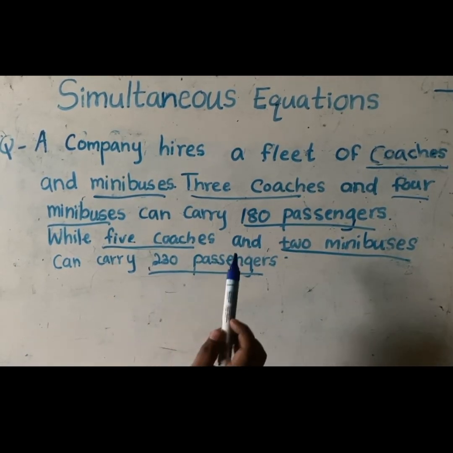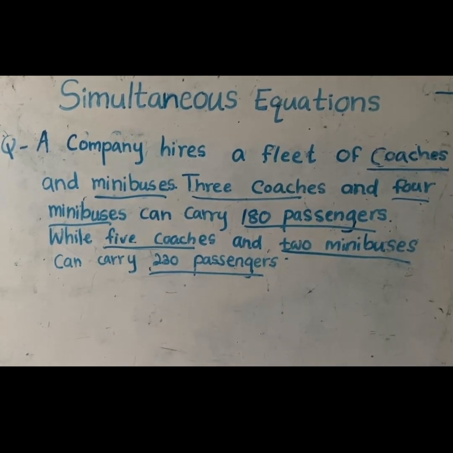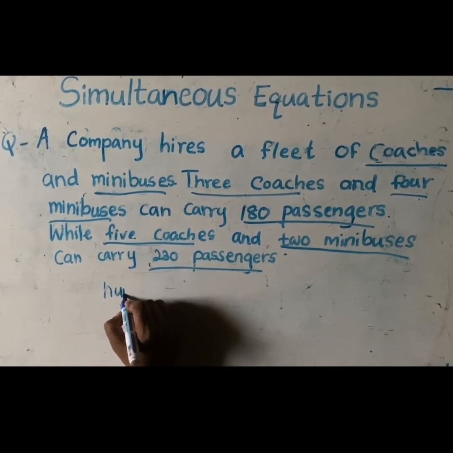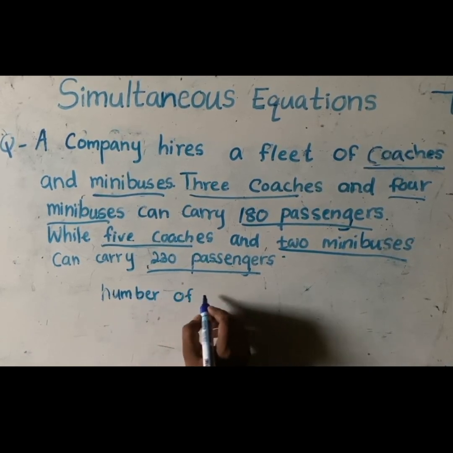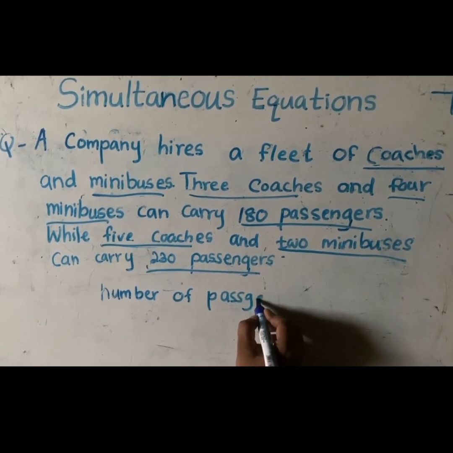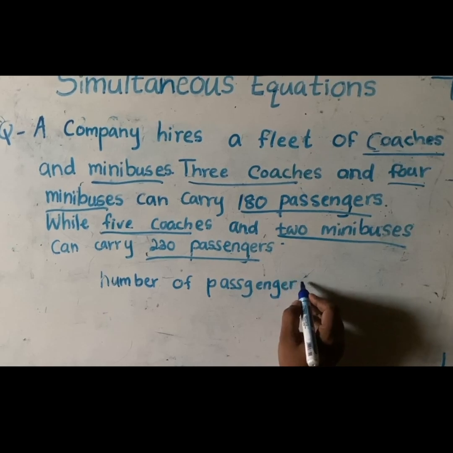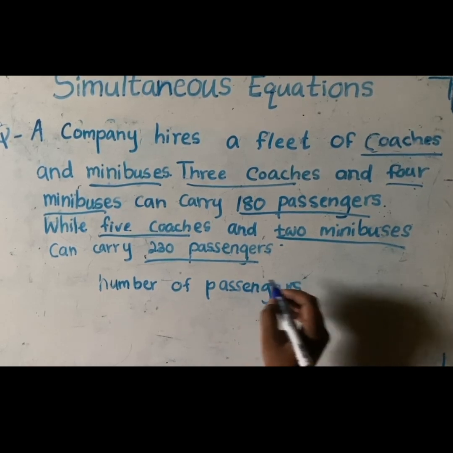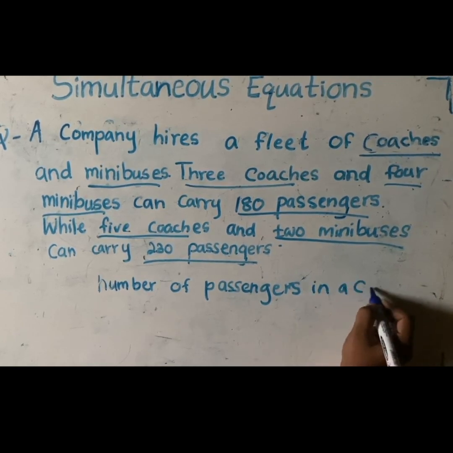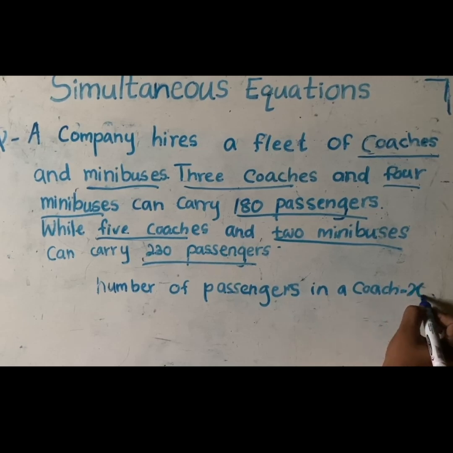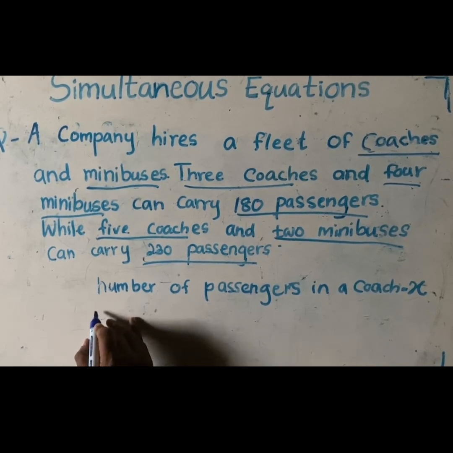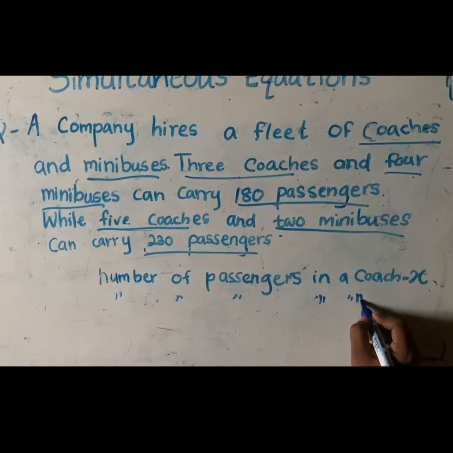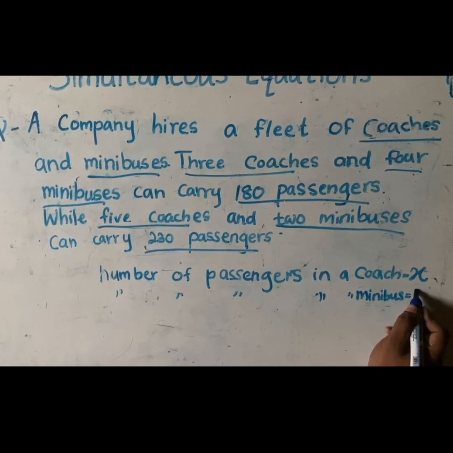Now see, 3 coaches and 4 minibuses can carry 180 passengers. What does that mean? We don't know how many passengers can go on a coach, so we are taking the number of passengers in a coach as X. Next, we want to know the number of passengers in a minibus. We don't know that either, so we are taking it as Y.